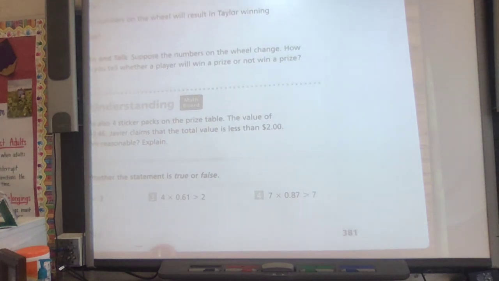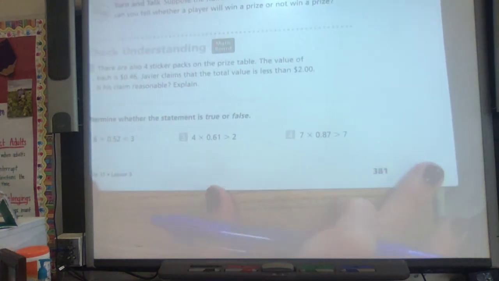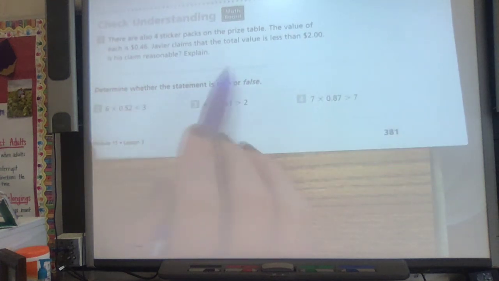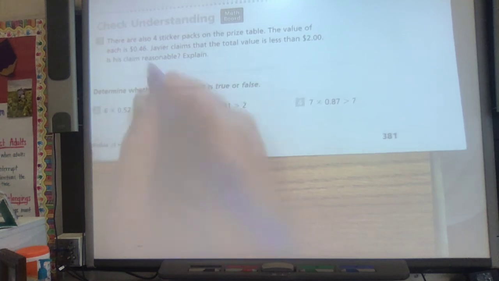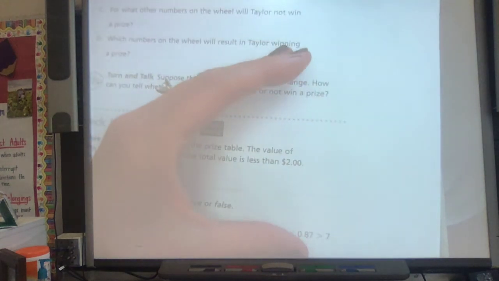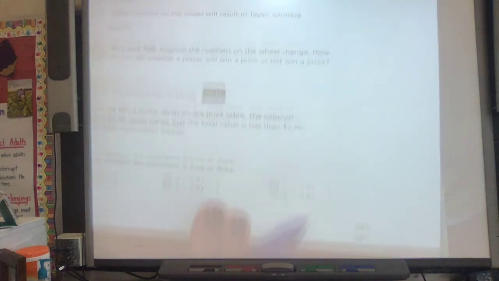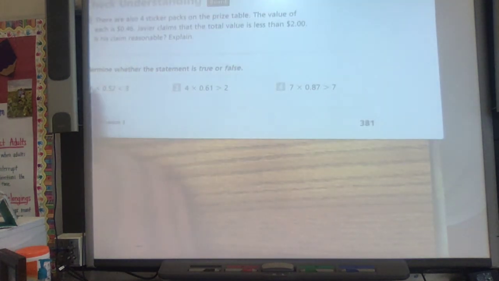All right. So let's look on page 381, and we'll do a couple right here. Okay? So at the bottom, this one says, determine whether this is true or false. 6 times 52 hundredths. Remember, this means less than. It's made with our left hand. I always say this. You can make an L with your left hand. That is less than. So this is saying that this product is less than 3.